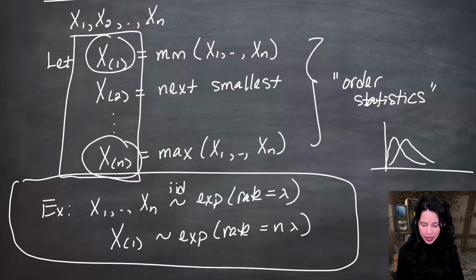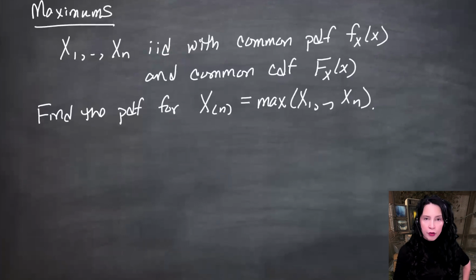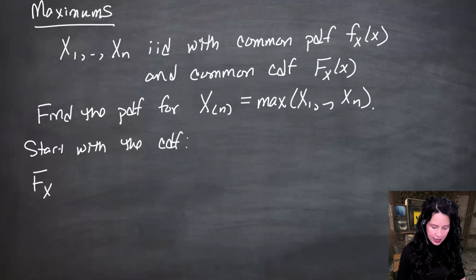So the order statistics are definitely not IID. They're definitely not independent. There's a lot of dependence there. The minimum has to be less than the second or next smallest. So not IID. But we're going to find the PDF for the maximum. So we're going to start with the CDF, capital F sub X sub N in parentheses.